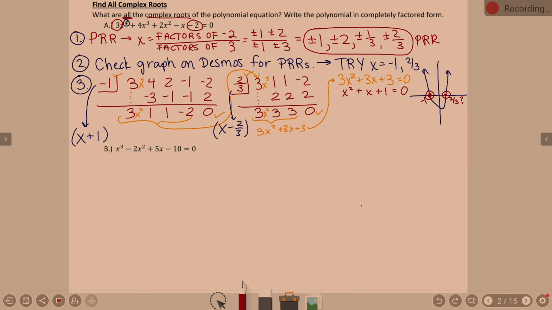So, here we go, quadratic formula. Negative b, so that's going to be negative 1, plus or minus the square root of b squared, so 1 squared, minus 4ac, minus 4 times a times c, which are both 1s. So 4 times 1 times 1, that's 4, all over 2a, which is 2 times 1.